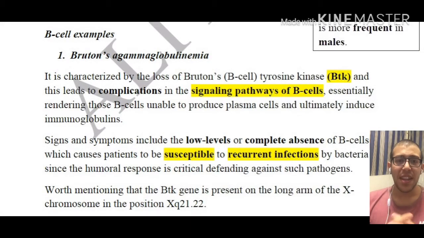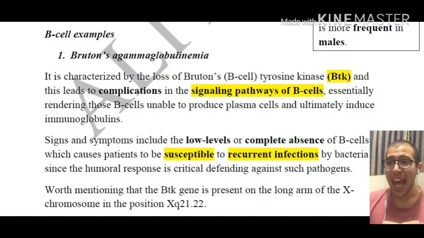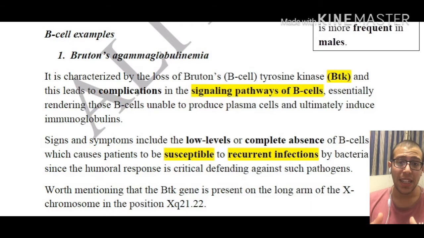Let's start with some B cell examples when we have a deficiency in B cells. The first example is Bruton's agammaglobulinemia, and it is characterized by the loss of the Bruton's tyrosine kinase, or the BTK gene, and this is going to be leading to complications related to the signaling that is going to be producing mature B cells, essentially plasma cells.